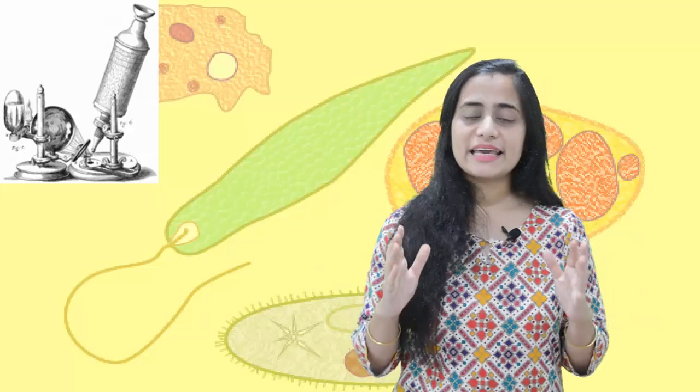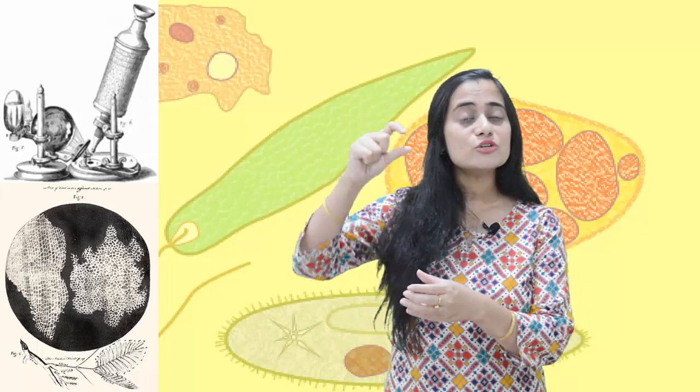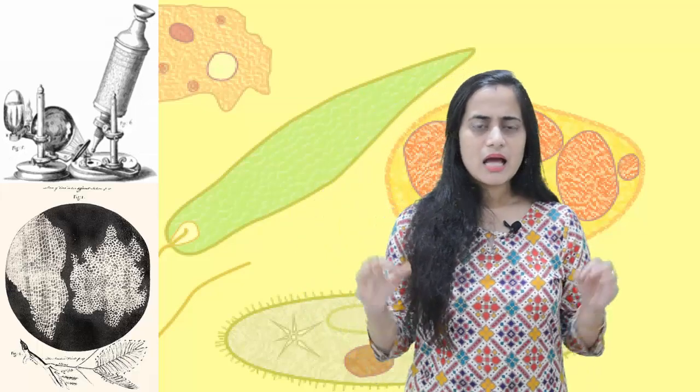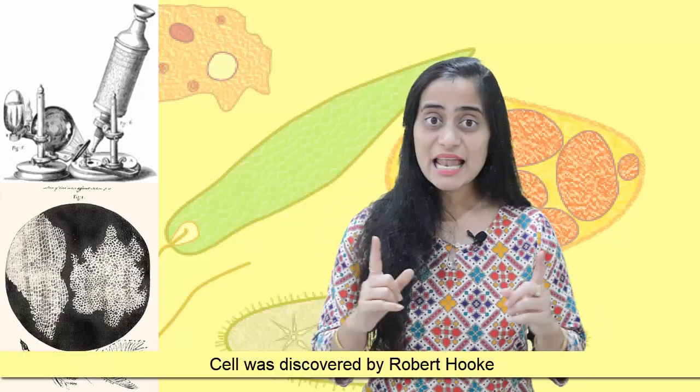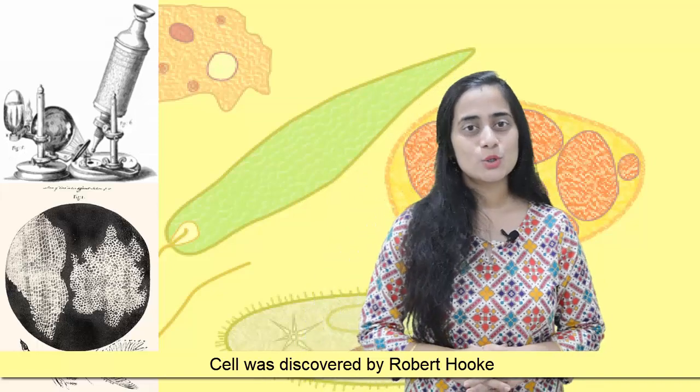And with this self-designed microscope, he started observing a lot of things around him. One fine day, he observed a cork under the microscope. Cork is made from the bark of a tree and it's like the lid of a bottle. When he observed the cork, he found something very interesting. He could see a honeycomb-like structure with empty spaces contained by walls. And these empty spaces he called cells. So the cell was discovered by Robert Hooke.